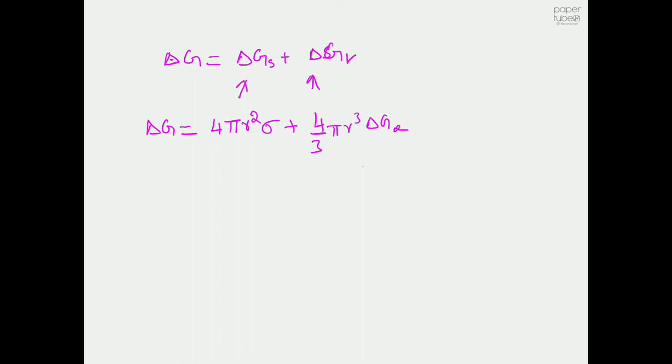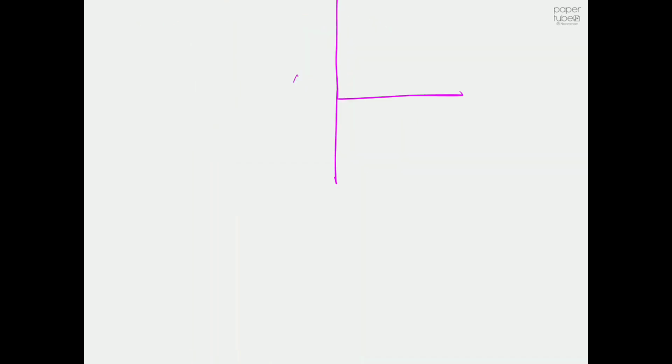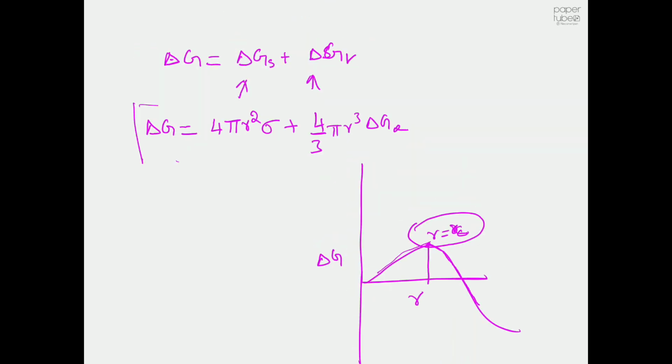So what we are trying to do is, we know this relation delta G versus R, and there is some peak maximum in this function. So this is nothing but R is equal to RC. If the radius is greater than RC, then the nucleus will continue to grow. If not, it will dissolve back into the solution. So from this expression delta G, we are trying to calculate this RC value.